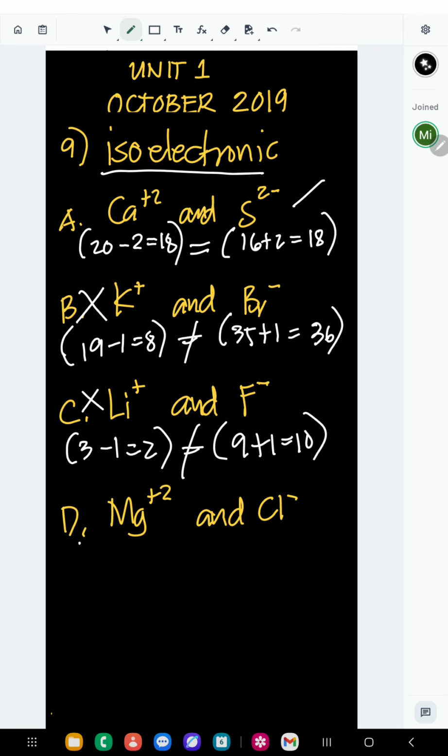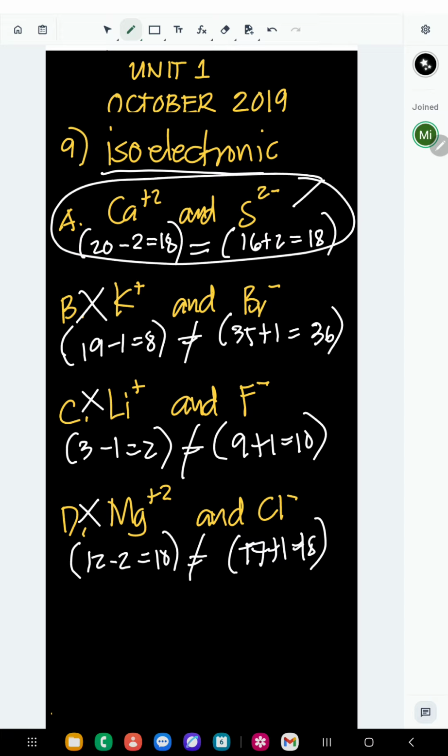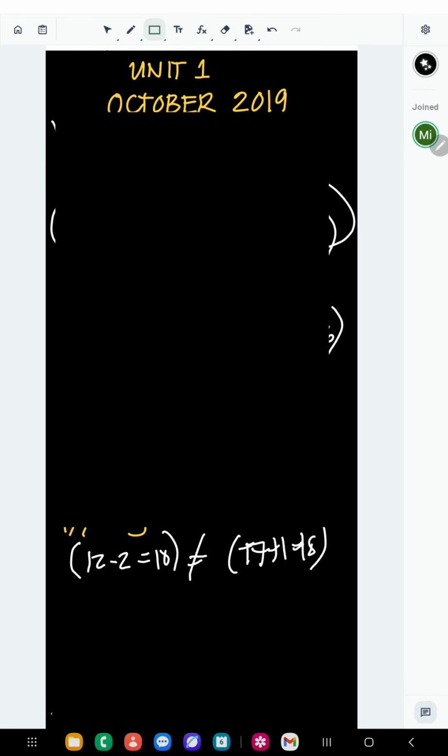Then how about magnesium? Magnesium is 12 minus 2. Then chlorine, that is 17 plus 1 equals 18. They are not equal, so it cannot be magnesium and chlorine ions. Therefore, the answer here in number 9 is letter A. So calcium and sulfur ions here are the isoelectronic pair, because they both have 18 electrons, the same as argon. Now let's skip the rest of the numbers. We'll do the calculations first.